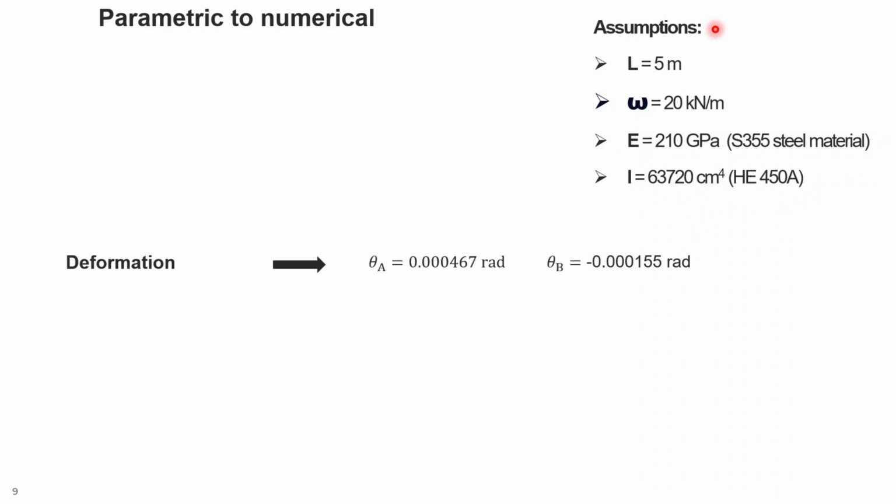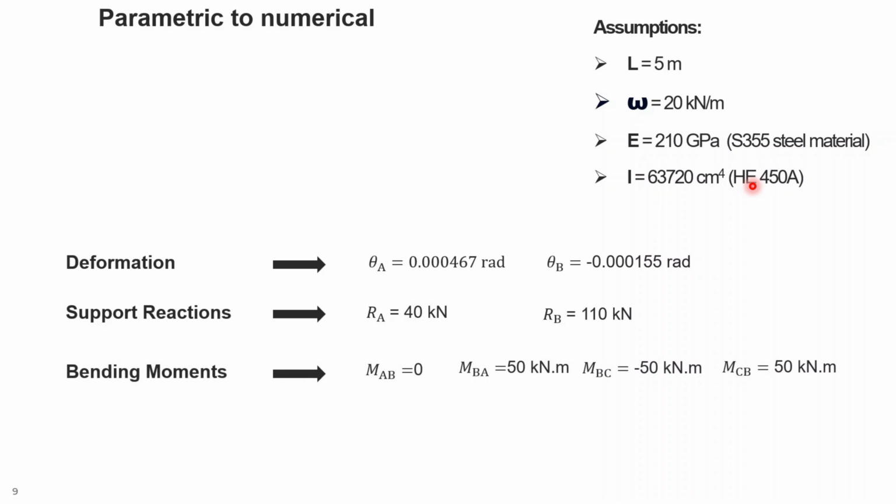So if you use these values in the previous slide formulas, you will come up with the values for theta A and theta B. Support reactions will be 40 kilonewton and 110 kilonewton. Bending moments are like this, and the shear forces will be these values. So we just moved from the parametric solution to the numerical solution by using some arbitrary values for the input variables.